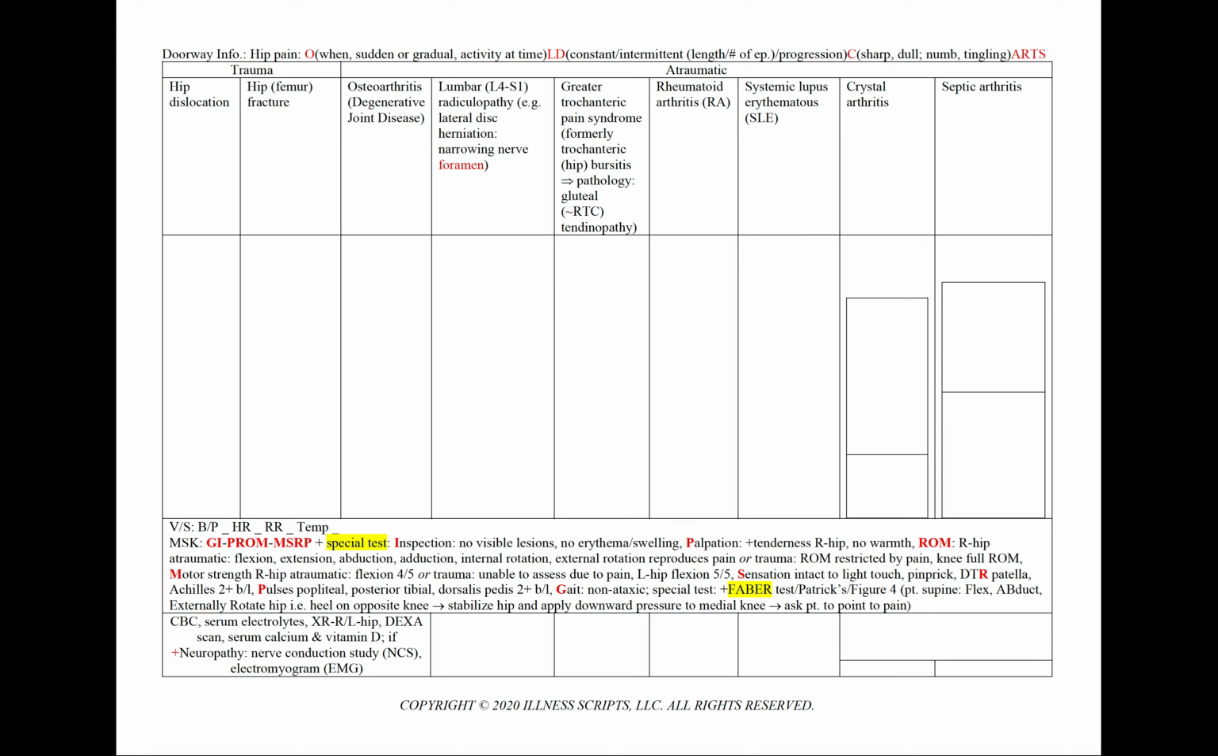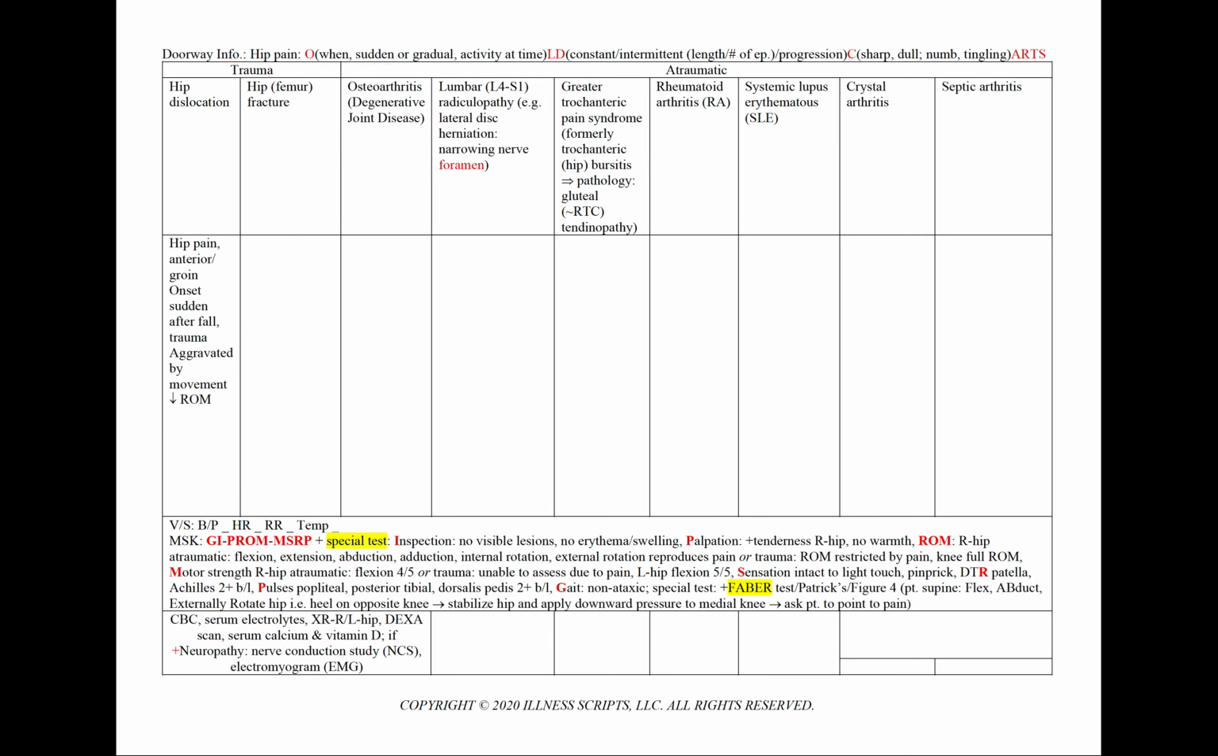We'll break down our case of hip pain into traumatic and atraumatic causes. For all cases, let's order a CBC, serum electrolytes, an x-ray of the right or left hip, a DEXA scan, serum calcium and vitamin D, and if we find any neuropathy, as we'll see above, a nerve conduction study and an electromyogram. In a hip dislocation, our supporting points will include hip pain, and since it's involving the actual hip joint, it will be anterior or across the groin.